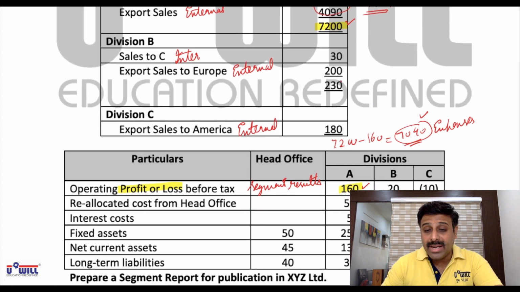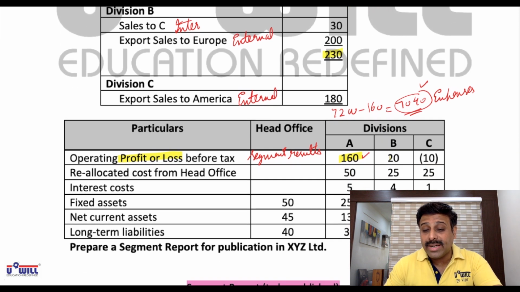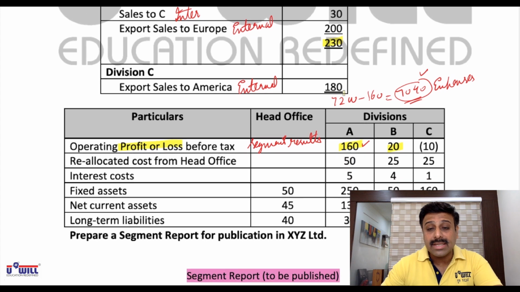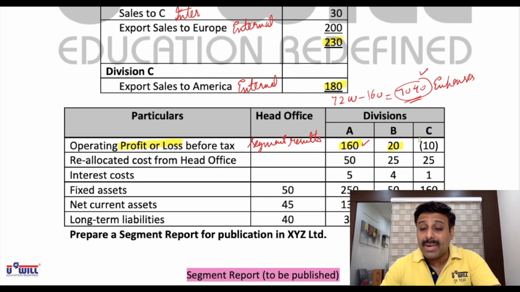In the same way, for segment B, 230 minus 20, 210 would be the expenses. And for segment C, 180 plus 10, because it's a loss of 10. It means expenses would be more; minus will become plus.